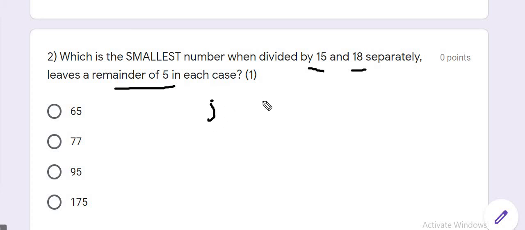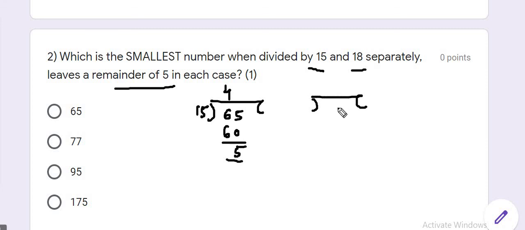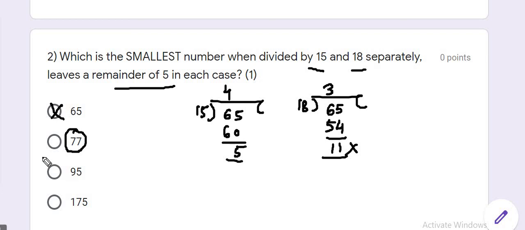So if you divide 65 directly by 15, we have 5 as the remainder. But this is not the case with 18. As you divide 65 by 18, which you can do mentally also, the remainder is not 5. So A cannot be our answer. Secondly, 77 is not divisible by 15, so this also cannot be our answer.